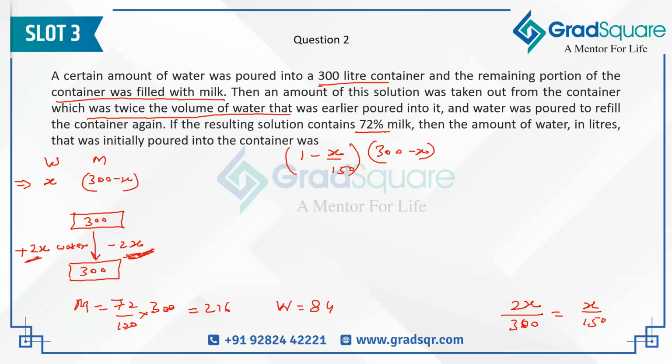Finally, what are we adding to this? Water. So that will not change the quantity of milk. So in this 300 liters, this will be the quantity of milk that we already have. And that is also given to me as 216. So you are going to look at this being equal to 216.